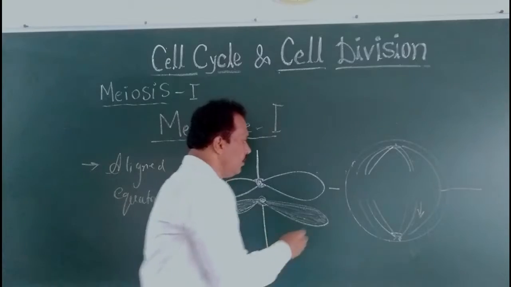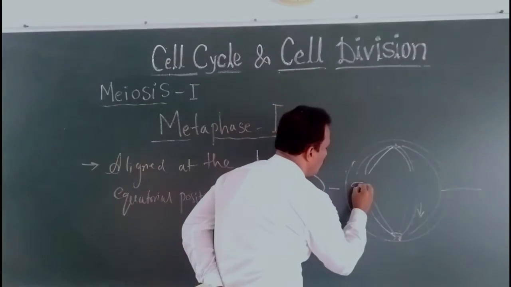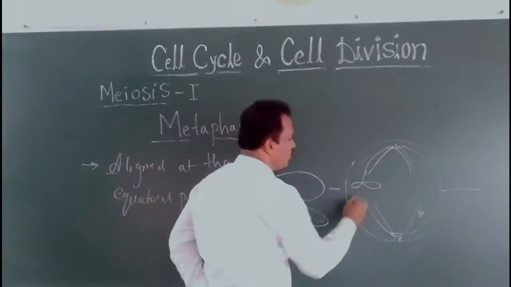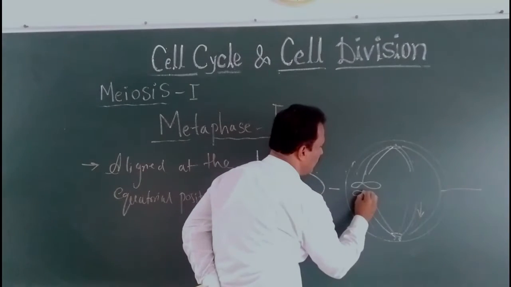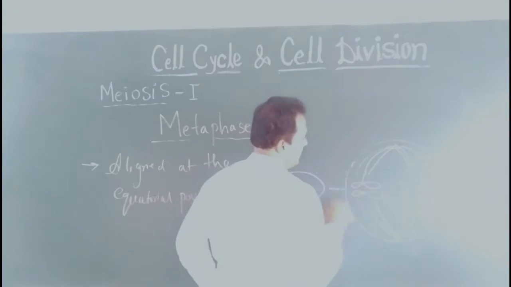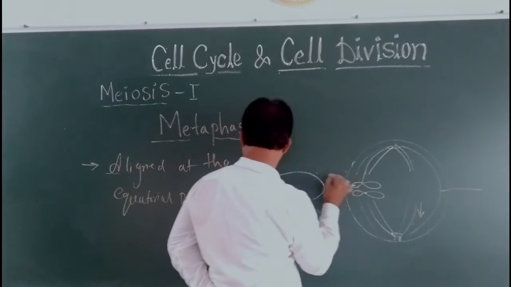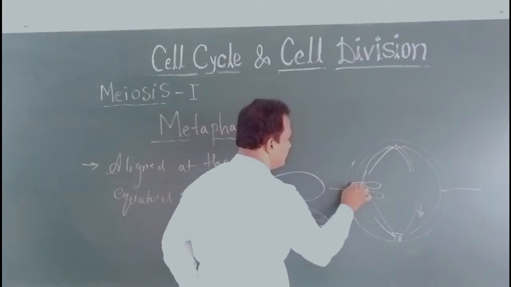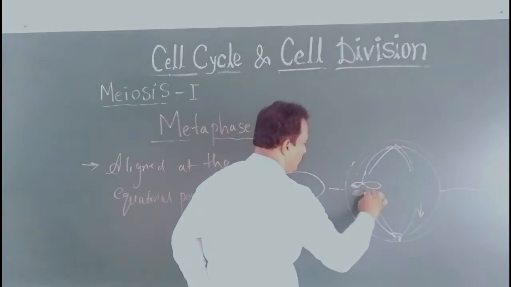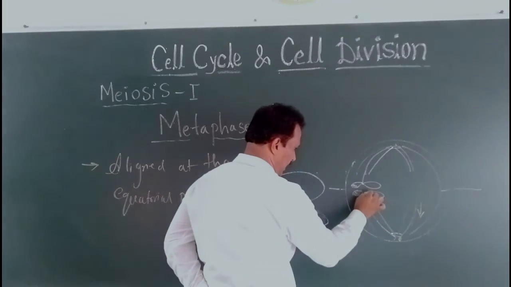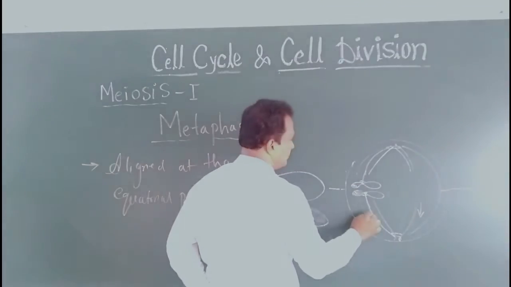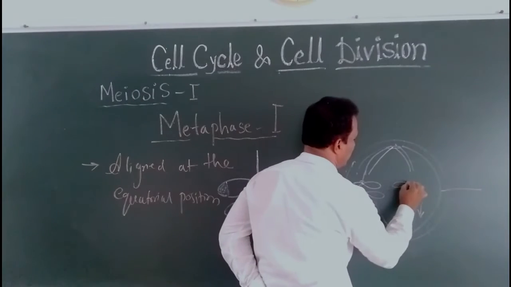contraction, the homologous pair of chromosomes is brought at the equatorial level. Here is how it appears. This is the chromosome, this is the kinetochore, and the fiber is attached at this point, and here one more pair will be there.